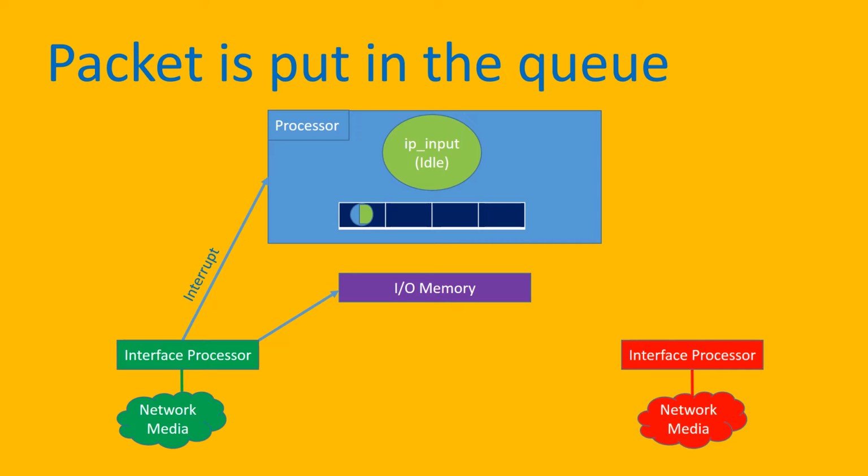As you can see, the IP input process is in the idle state, and when it sees the IP packets in the input queue, it changes its state to the running state. In this case there's only one packet being processed, so it moves the packet to the top of the queue for processing.